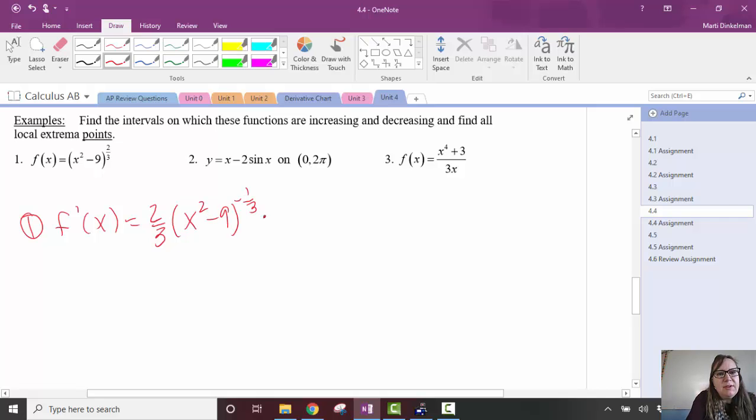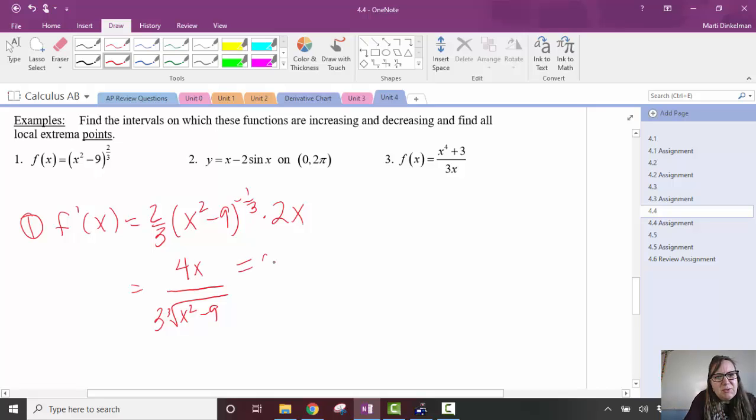So I'm finding the derivative here. This is a chain rule thing. Again, we want to know where this is 0 or undefined, so it is worth our time to simplify a little bit. 3, let's see, cube root. I think that looks good.